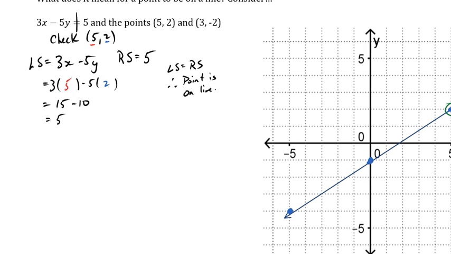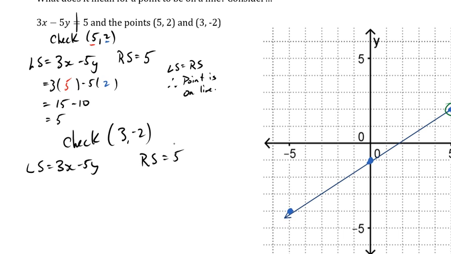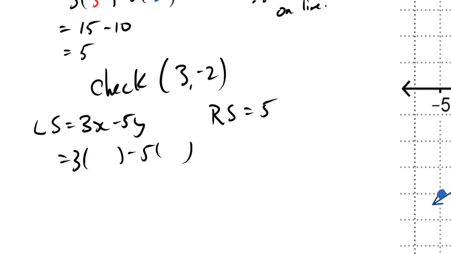Any questions? One more quick one, and then you're going to try. Check 3, negative 2. So it's the same line. Left side is still 3x minus 5y. Right side is still 5. But I have a new x and a new y. Hannah, what's my x? 3. Evie, what's my y? Negative 2. Okay, watch my algebra. 3 times 3 is 9. Negative 5 times negative 2 is positive 10. 9 plus 10 is 19.